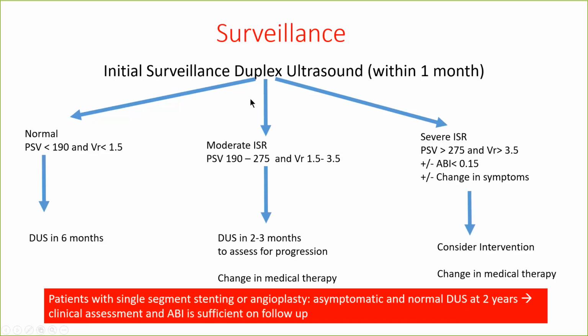If patients at the 1-month ultrasound have moderate in-stent restenosis and are asymptomatic, then we'll do a follow-up duplex ultrasound in 2 to 3 months to assess for progression, and we may consider changing medical therapy. That could be intensifying their antiplatelet or antithrombotic therapy, or even adding cilostazol. In patients with severe in-stent restenosis who particularly have a decrease in ABI and change in symptoms, with worsening symptoms, we would consider an intervention.